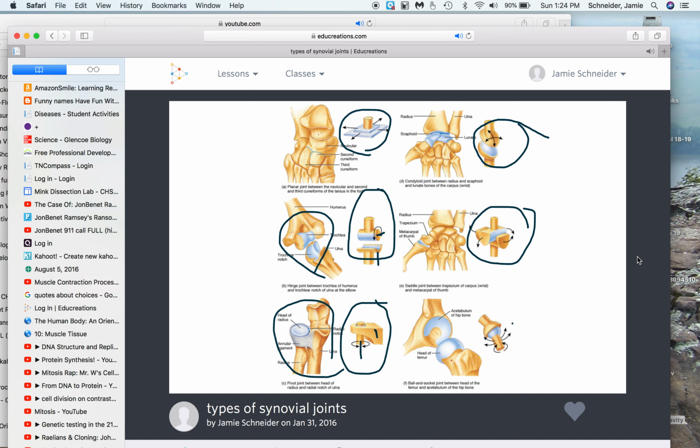The last joint is the ball and socket. There's only two in our body. It's the shoulder and the hip. It gives the most free range of motion. It can move in all directions, and that's called multi-axial.